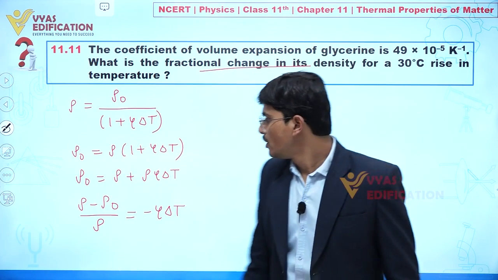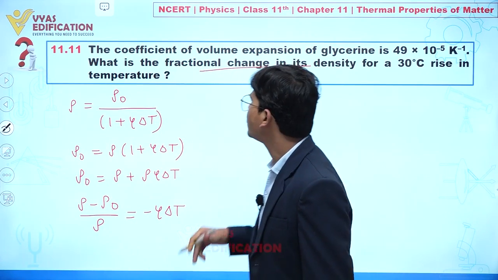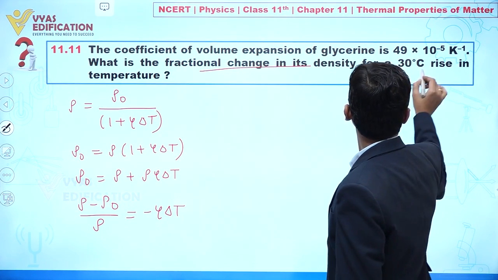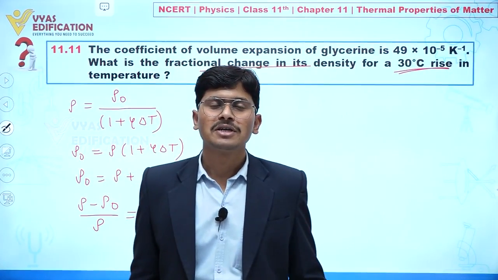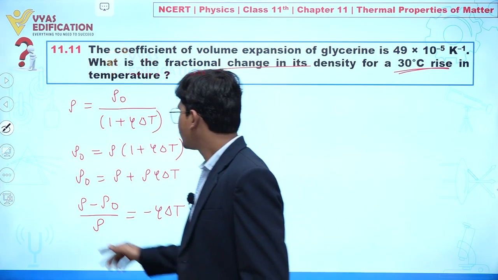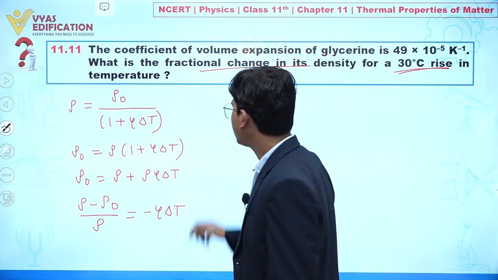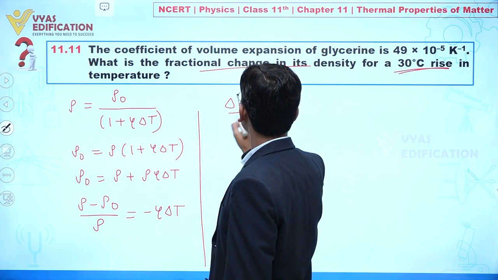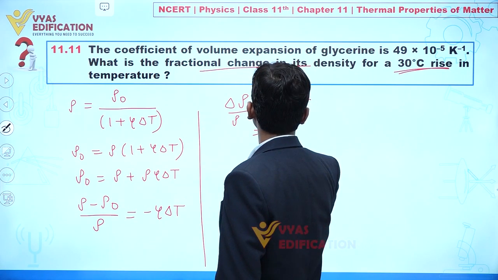Yes. So from here, density is initially high, and as you increase temperature, because it is given that there is a rise in temperature, density decreases. That's why rho is less compared to rho naught, and we are getting this value negative. So delta rho divided by rho is given by minus gamma delta T.